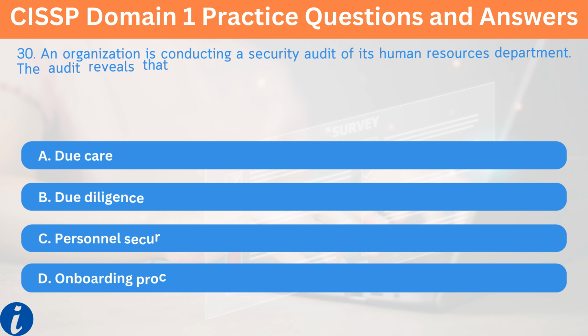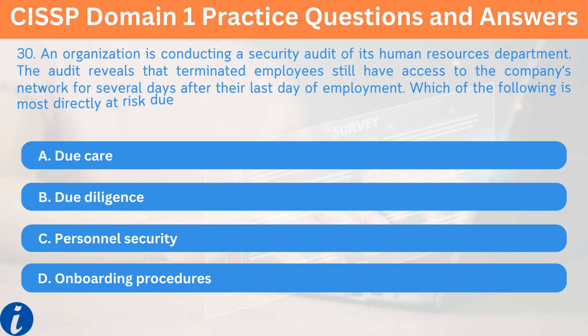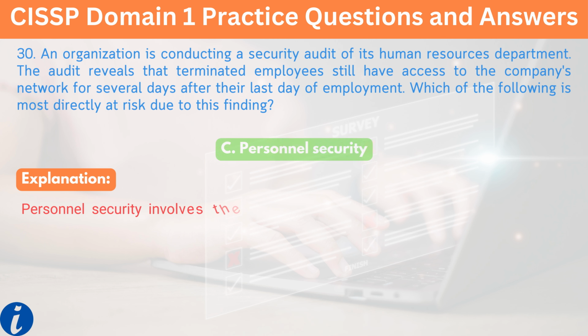30. An organization is conducting a security audit of its human resources department. The audit reveals that terminated employees still have access to the company's network for several days after their last day of employment. Which of the following is most directly at risk due to this finding? A. Due care. B. Due diligence. C. Personnel security. D. Onboarding procedures. The correct answer is C.